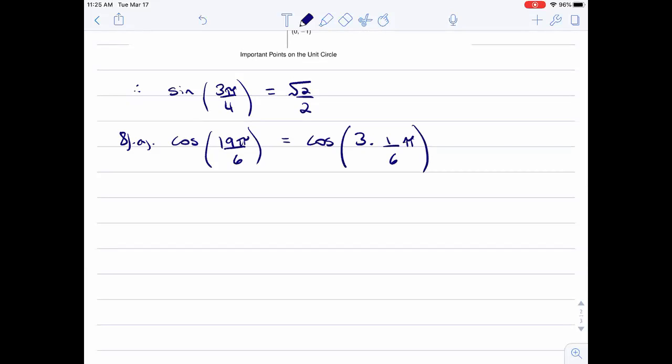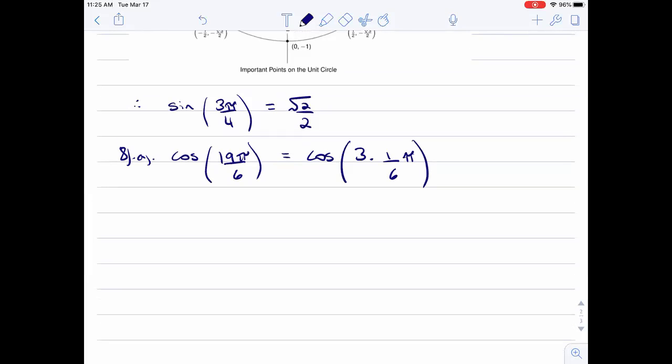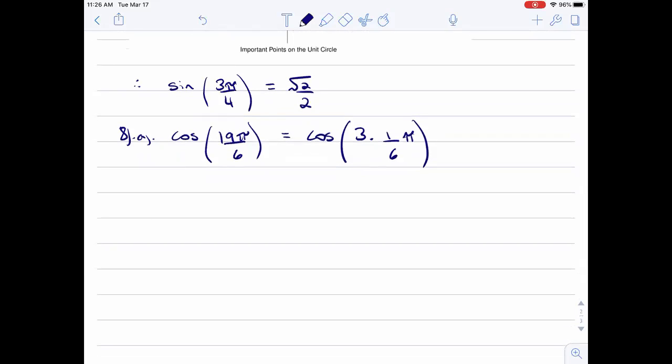Might be good to be able to recognize that 1/6 is 0.1666, depending on how your calculator works. My calculator gives me the exact answer, so that's nice. But if yours just gives you decimals, then be able to recognize 1/3, 1/4, and 1/6, because those are going to be the ones that we go for. Okay. And so here, at the end of the day, we'll have gone 3 revolutions around and then 1/6 or pi/6.